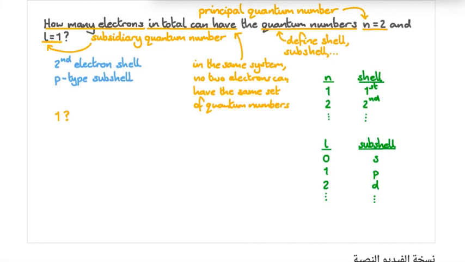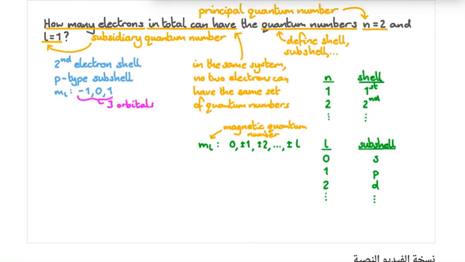So, is the answer 1, since we have quantum numbers n and l fixed at values of 2 and 1 respectively? Well, no, there are 2 other quantum numbers that can uniquely define an electron. There's another quantum number that defines the orbital the electron is in, and that's known as the magnetic quantum number. The possible values of the magnetic quantum number are 0, plus or minus 1, plus or minus 2, until we reach plus or minus l, which, for a value of 1, would give the values of ml of negative 1, 0, and 1. This means we have 3 orbitals in total.